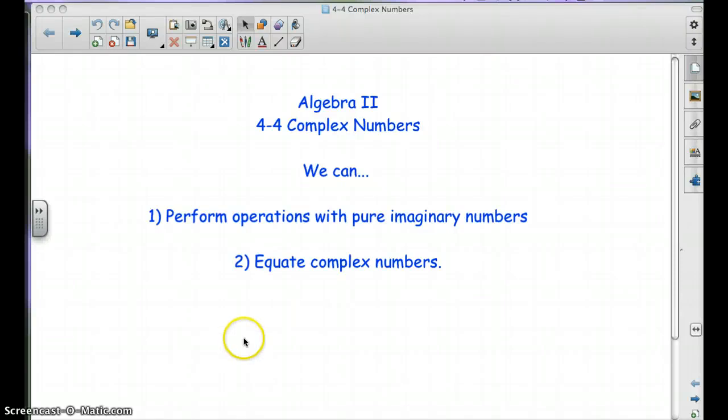Hello, Algebra 2 students. We're going to go over section 4.4, complex numbers. We can perform operations with pure imaginary numbers, and then we can equate complex numbers, which actually we might save for in class or another video.